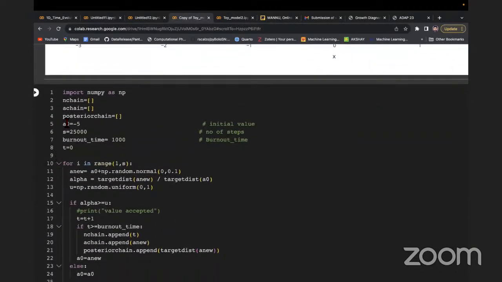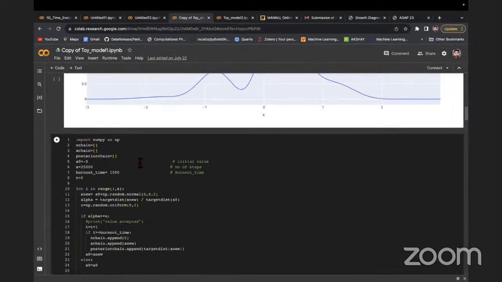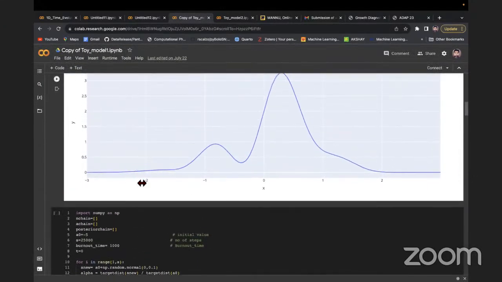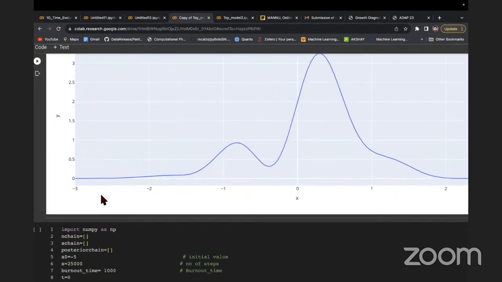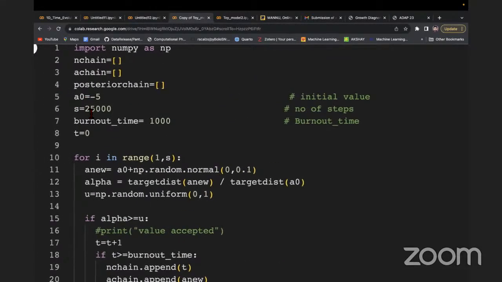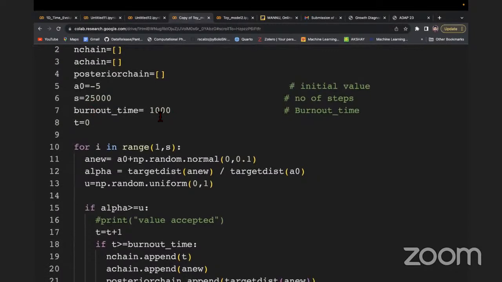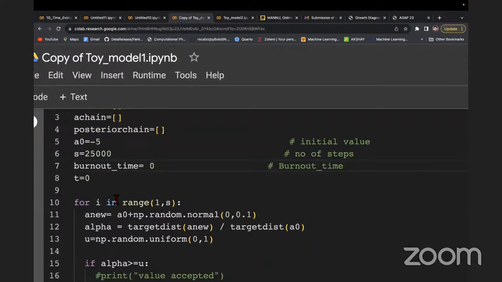What I am doing is defining, just forget about this a naught. So just see this float. This float is -3 to 3. So I am choosing an initial point. I am choosing this value to be somewhere like -5. This is my initial point. I have chosen that I'll throw 25,000 random points. Forget about it. Let's make T equal to 0 right now. I'll talk about this term later.